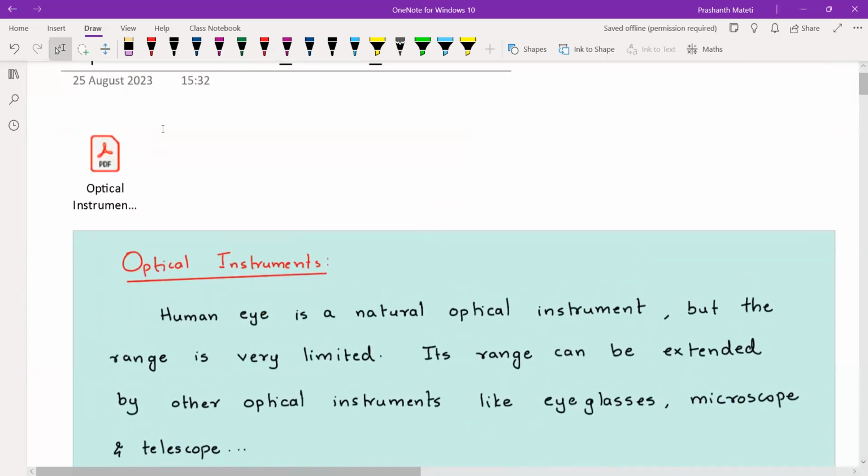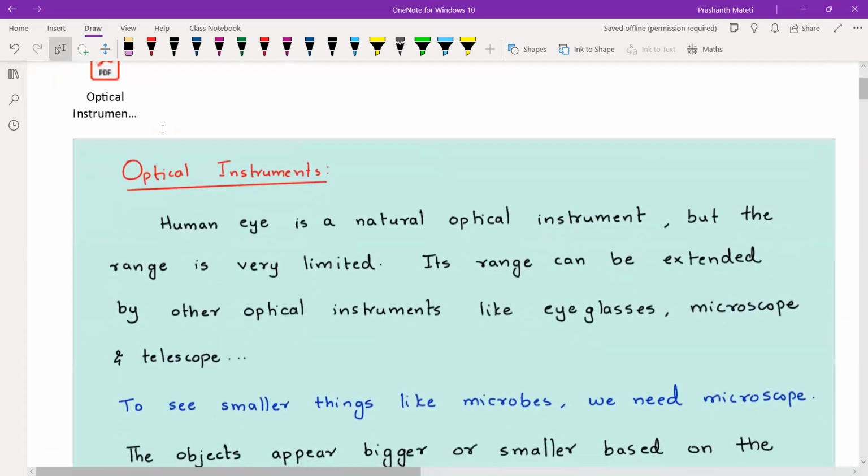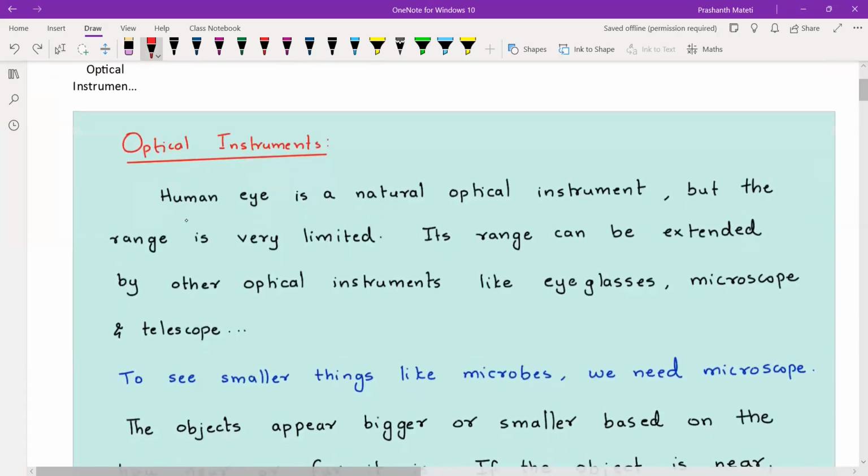So why do we need optical instruments when we have a natural optical instrument, that is the eye? The human eye is also an optical instrument. It is helping us to visualize things. We are able to see things because of the eye. But the range is limited. We can only see things which are millimeters in size. If things are in micrometers, nanometers, atoms, we can't see them.